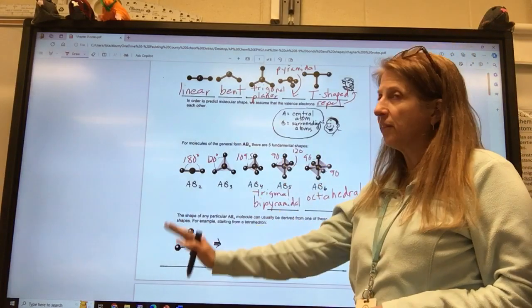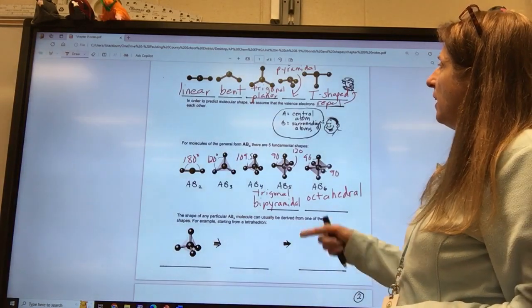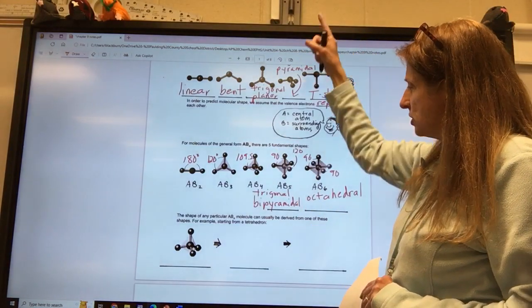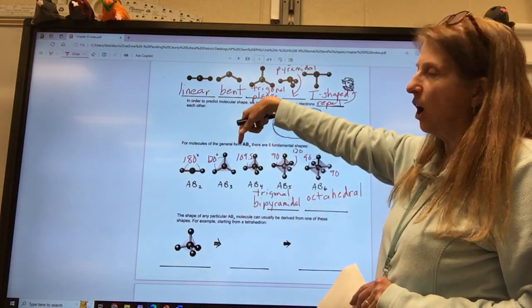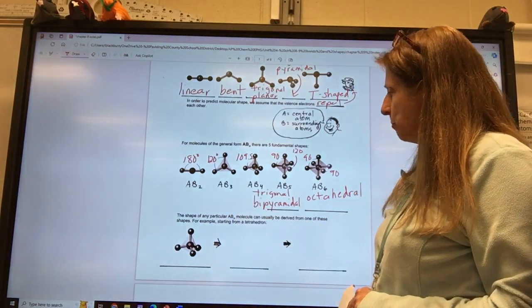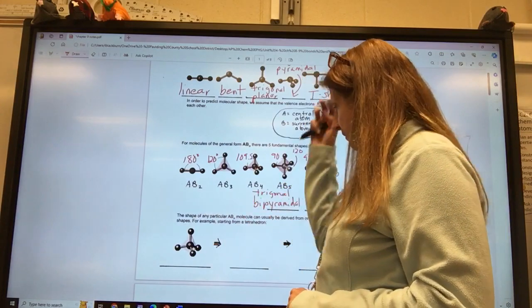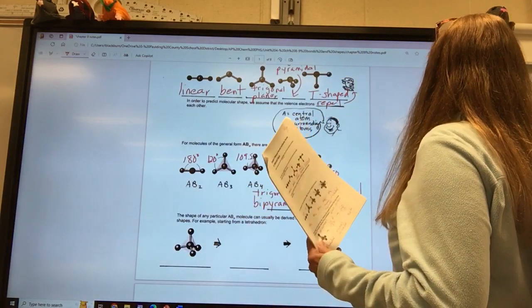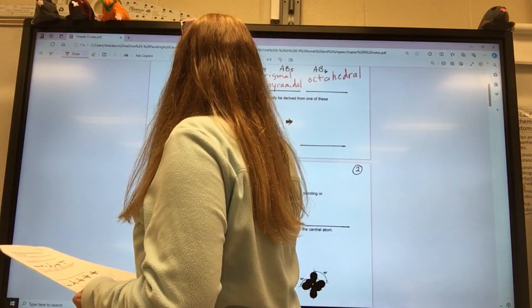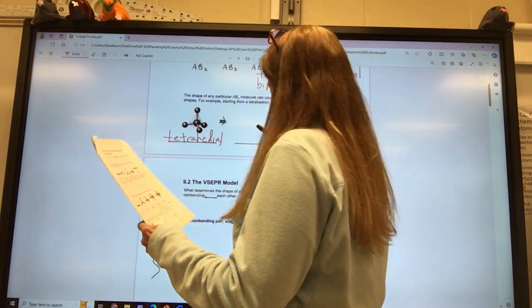Once you know these shapes, you can usually figure out any other shape. Just like how I showed you that the trigonal pyramidal was just a tetrahedron with its top taken off. For any shape, A, B with some number, you can usually derive the shape from one of these. For example, you start with the tetrahedral, and if you take off the top, you get the trigonal pyramid.